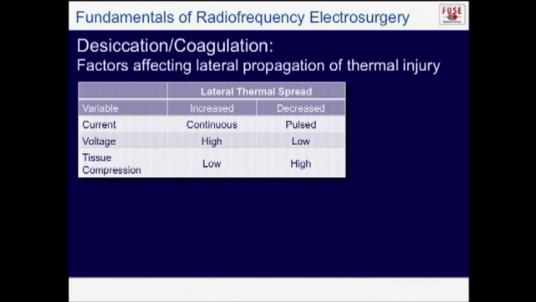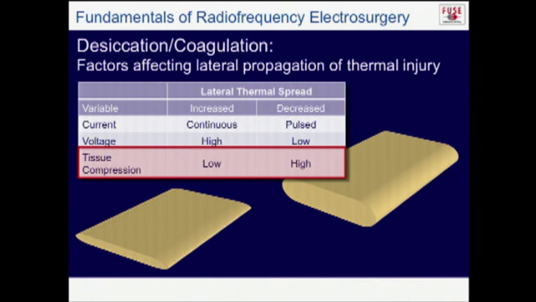Last few slides. What factors affect lateral propagation of thermal injury? Well, there are a number. It's how much current you've got. Is it pulsed or continuous, and you can interrupt, and some of the people today will talk to you about interrupting that current a little bit to reduce the lateral direct thermal spread. High voltage versus low voltage will have an impact. And tissue compression, very important.